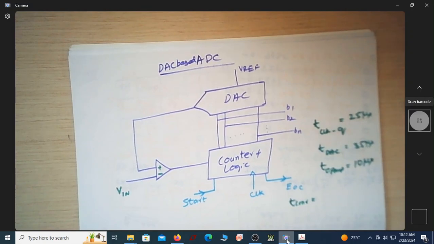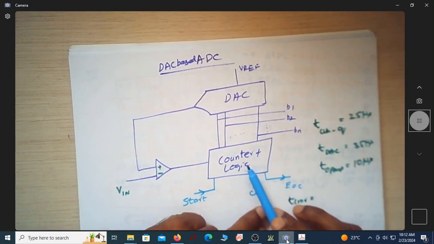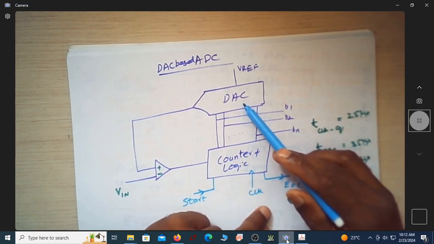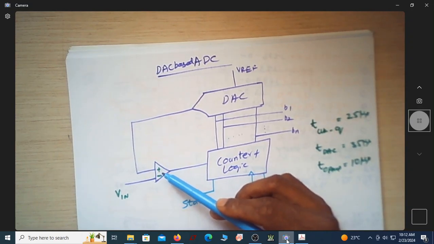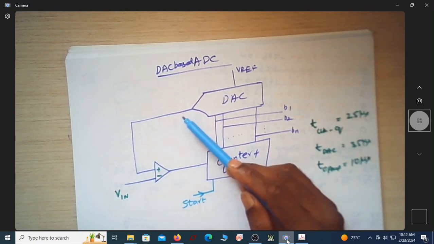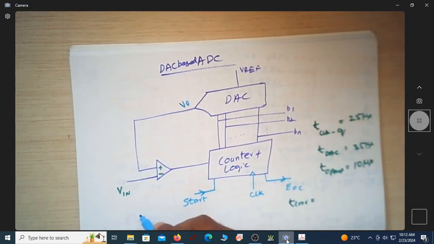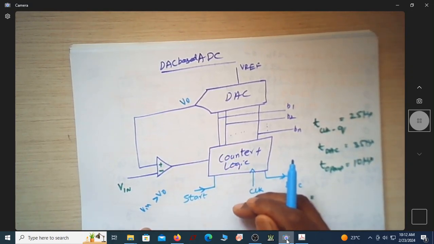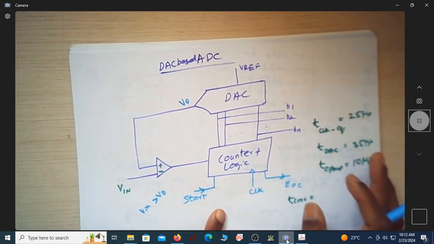This is the block diagram of a DAC based ADC, which in theory consists of a counter plus logic and a DAC. The output of the counter is given to the input of the DAC. The output of the DAC goes to a comparator where it is compared with the input voltage. If Vin is greater than V0, the DAC output, you up count the counter. Otherwise, you stop the counter and get the EOC.